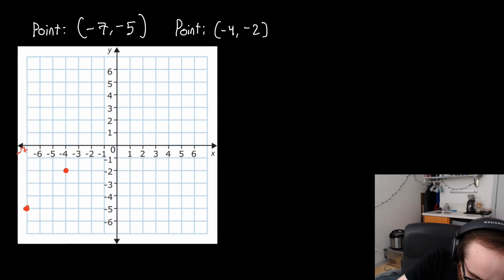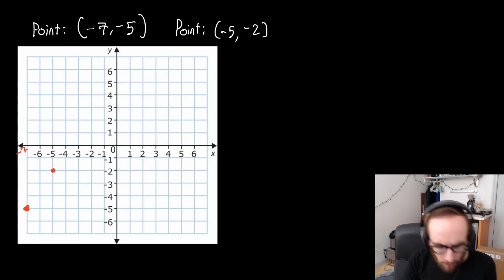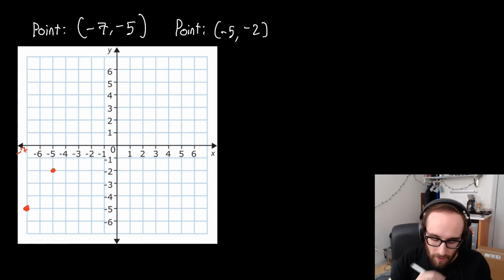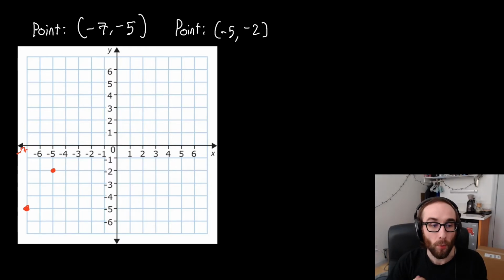Okay, let's actually do -5, -2. I think that's what I originally meant to write down, -5, -2. Okay, so our other point would actually be right here. Okay, so we have 2 points. We could do two things. We could try and do slope-intercept form, so find the slope and then find the y-intercept. We could also do point-slope form.